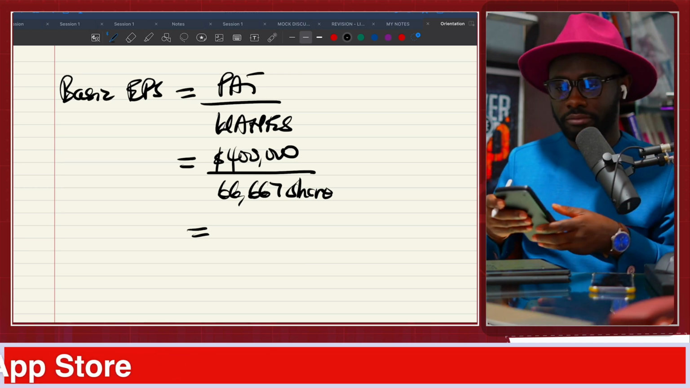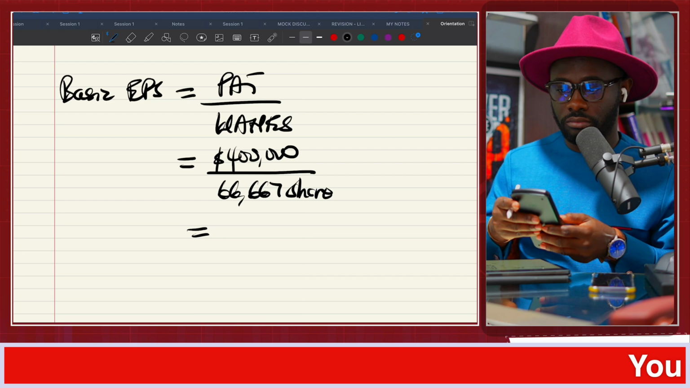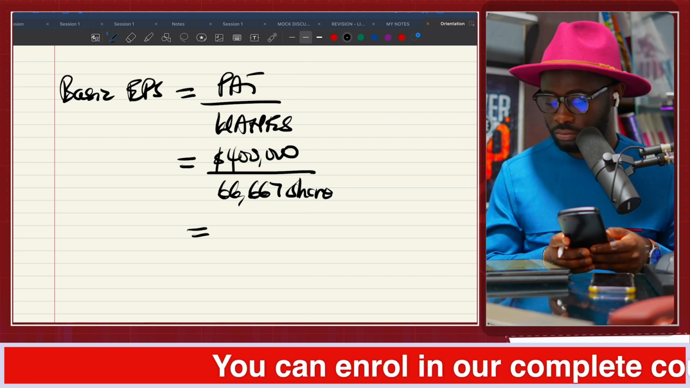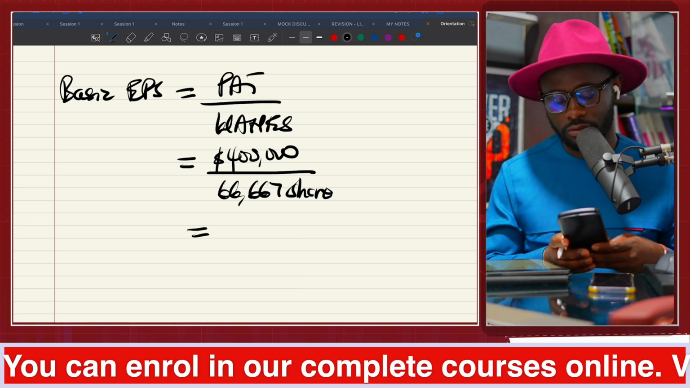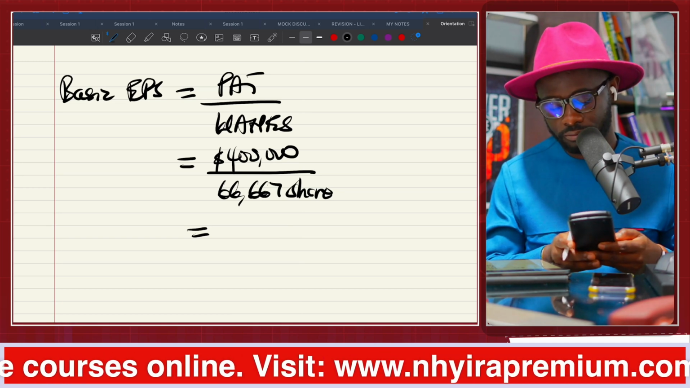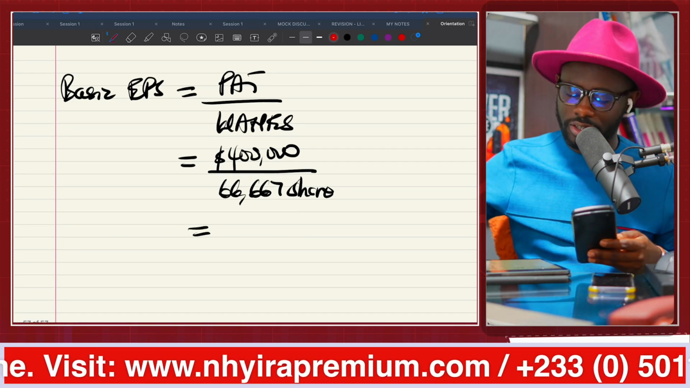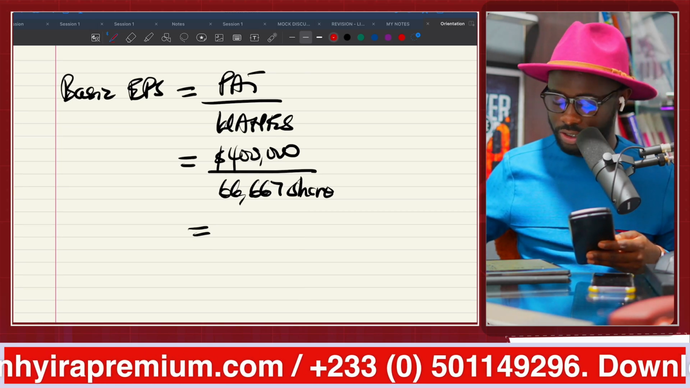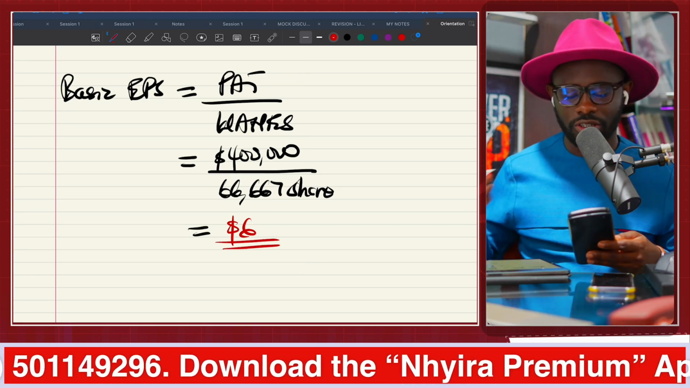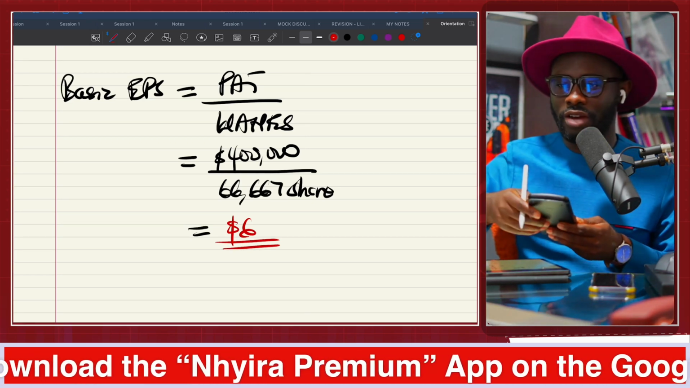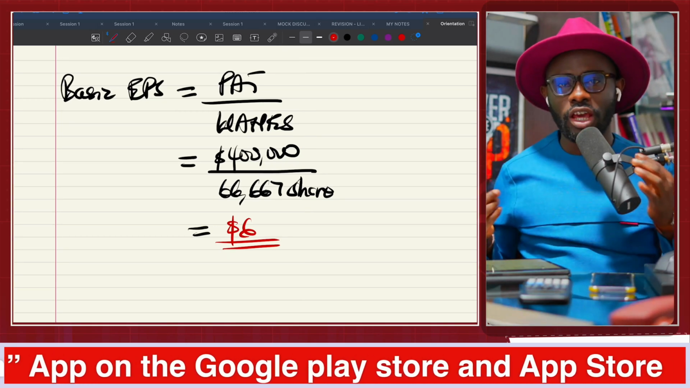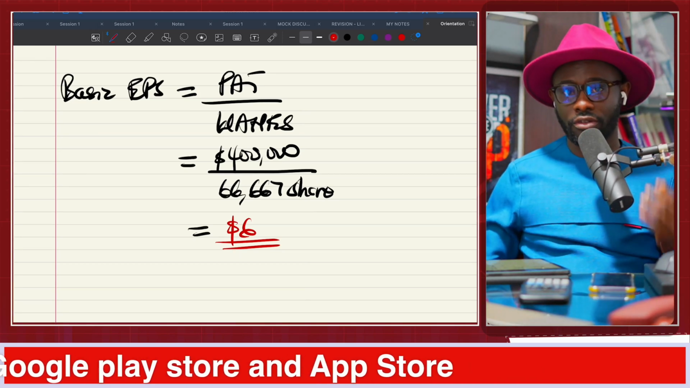Let's see what we got. 400,000 divided by 66,667. So I'm getting 5.9, probably $6. Probably $6, because it's 5.9997, so we can round it up and make it just $6 in that particular case. So that is how we deal with bonus fraction.